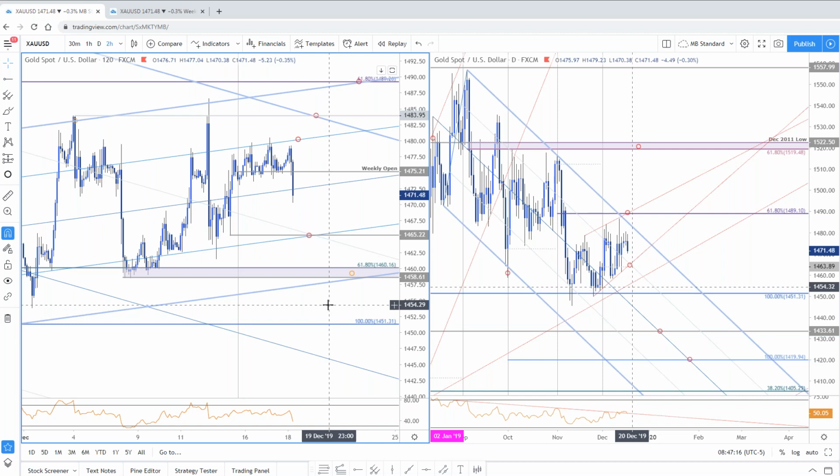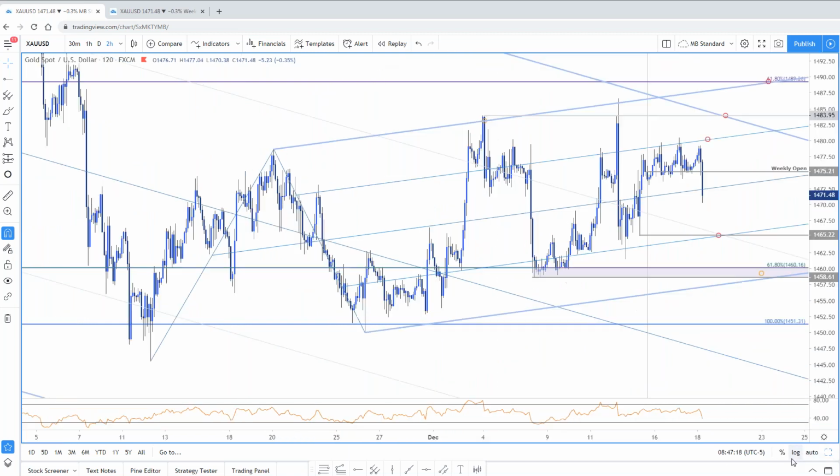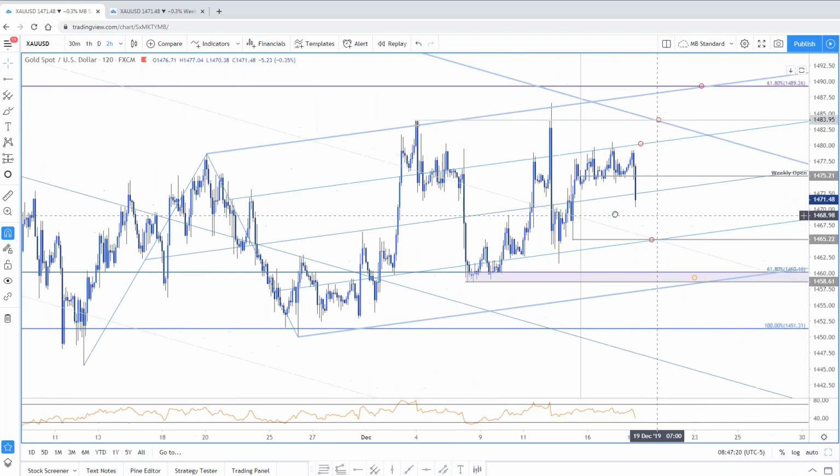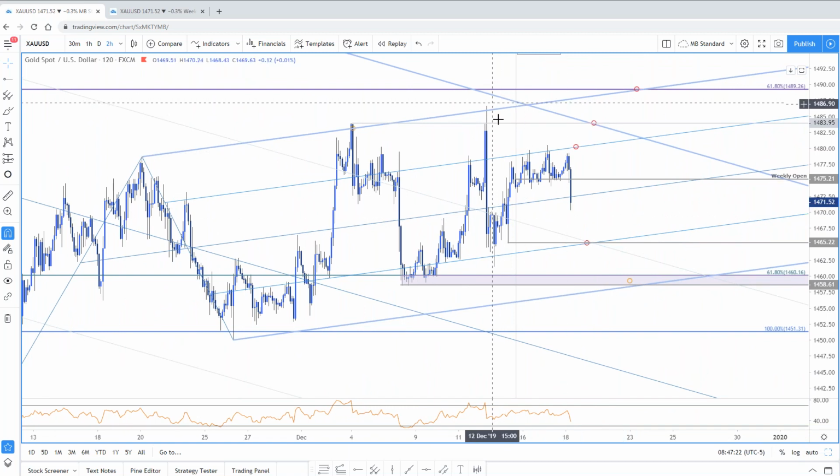Again, ideal scenario, just my humble opinion, is you see this come down, right? You pull into this zone, failure again at the weekly open, then maybe one last drawdown here. And honestly, I want to see a pivot at 1458, 1460.